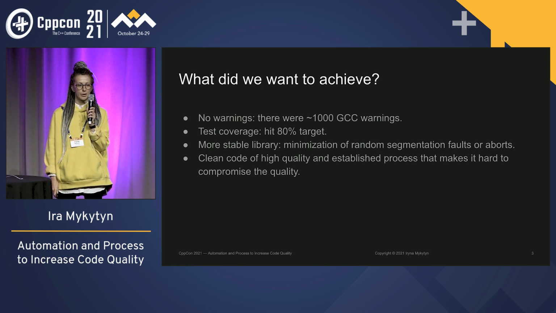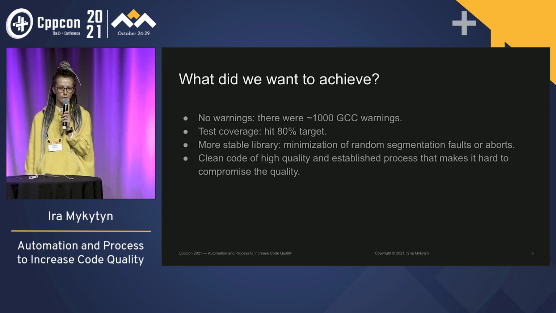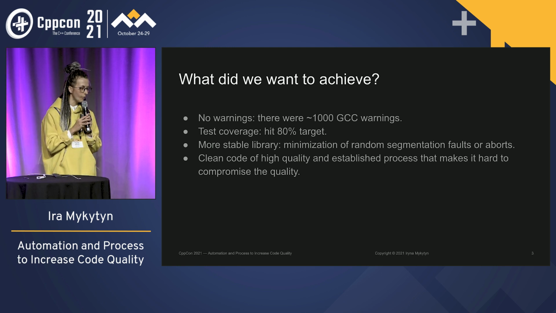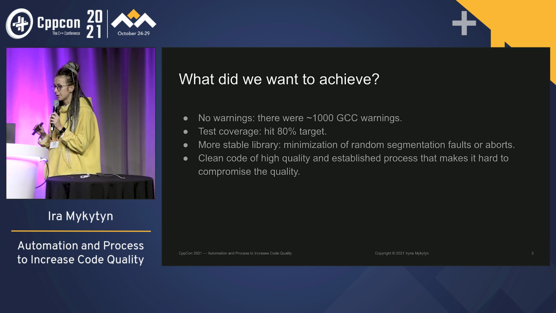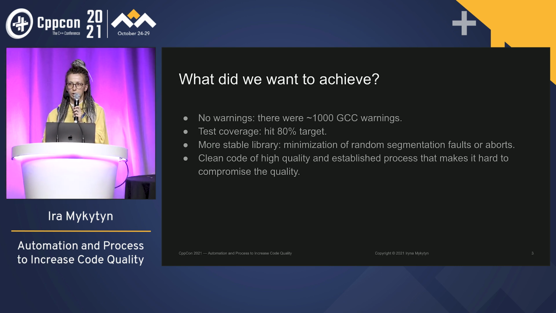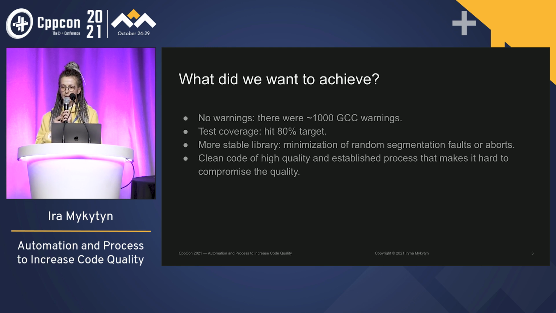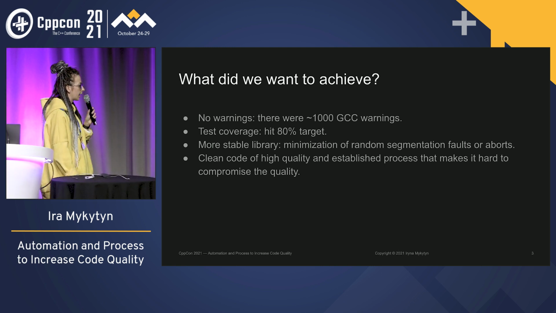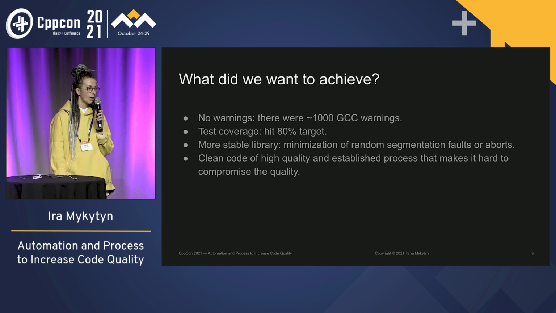There were around 1,000 warnings. We thought we were never going to fix them, and we had test coverage at the level of 40%, which we wanted to increase to something around 80%. We wanted to have a more stable library because we were seeing some random crashes.